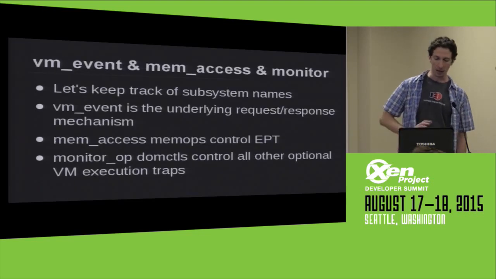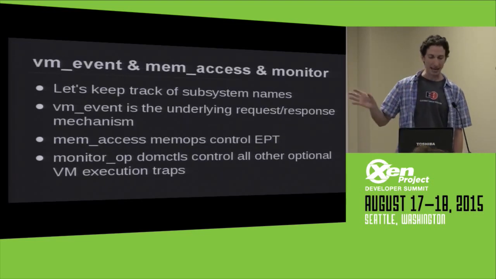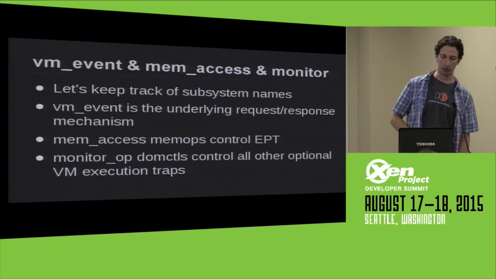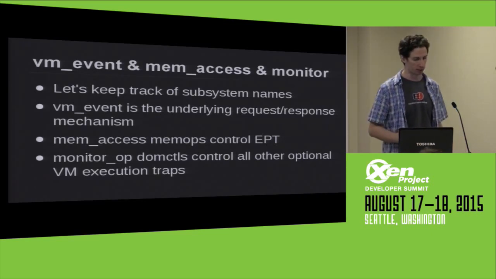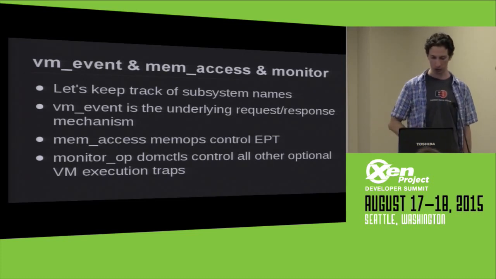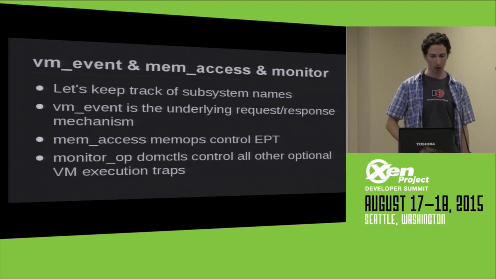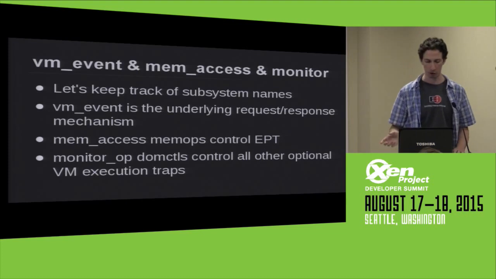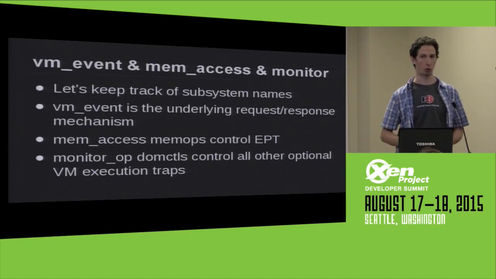Anyway, there are many names here and it's kind of hard to keep track. Now it's a little less confusing, because previously it was mem_event and mem_access and mem_sharing and mem_paging, and no one had any idea which one was which, and the names were all confused. So now we have VM event, which is the underlying API for this request-response mechanism, and mem_access is the one that controls EPT. And the monitor_op domctls control all the optional traps additional to EPT. So that's really the structure of what we have right now.